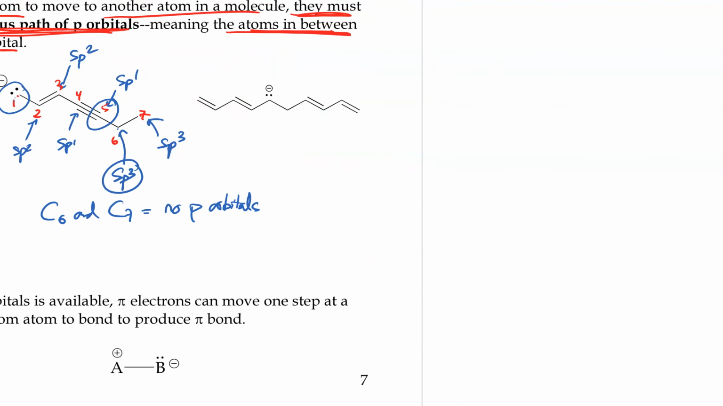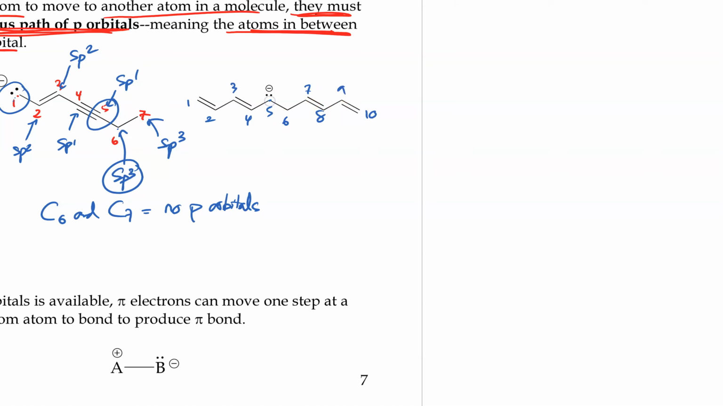And now lastly, let's try another example. So let's say here we have this molecule, and in the middle is the region or the atom with high electron density. Is it possible for us to push this electron to the left and to the right of this molecule? So let's label the carbons again: 1, 2, 3, 4, 5, 6, 7, 8, 9, 10.